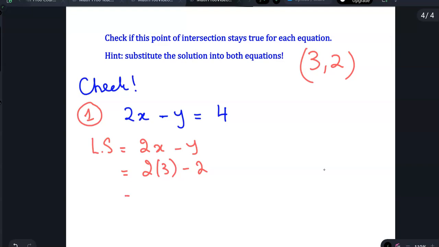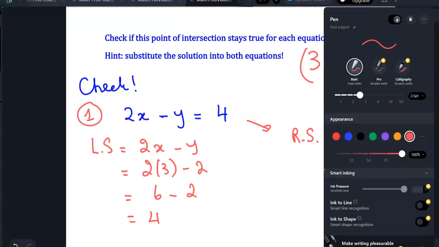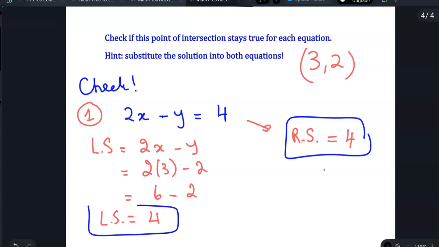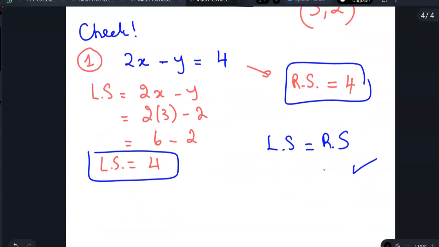So let's see what I have. 2 times 3 is 6, minus 2 equals 4. So what do I have here? Right side equals 4. So they are equal to each other. Left hand side equals the right hand side. So this is true. This solution is true for the first equation.